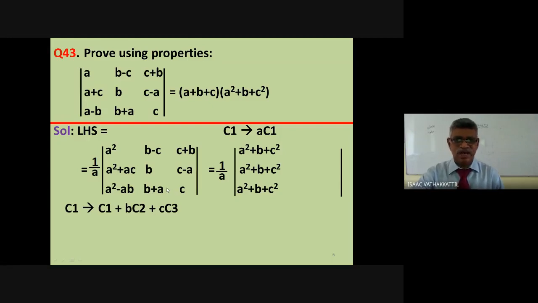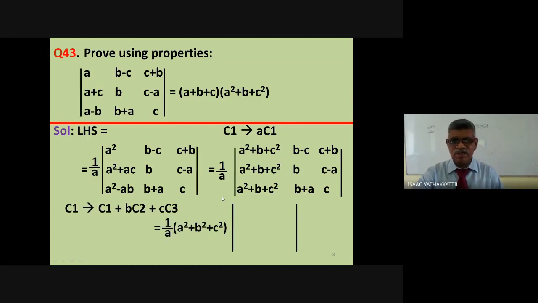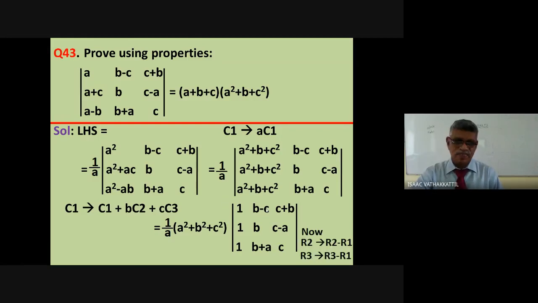You sit and do it. Some of you have done it well. Now by simply taking a squared plus b squared plus c squared common, you get 1 1 1 and the remaining as it is. Now simply take R2 changes to R2 minus R1 and R3 changes to R3 minus R1. You're going to get the further elements of the first column as zeros, and expanding, what you need is a has to get cancelled and a plus b plus c is what you get.